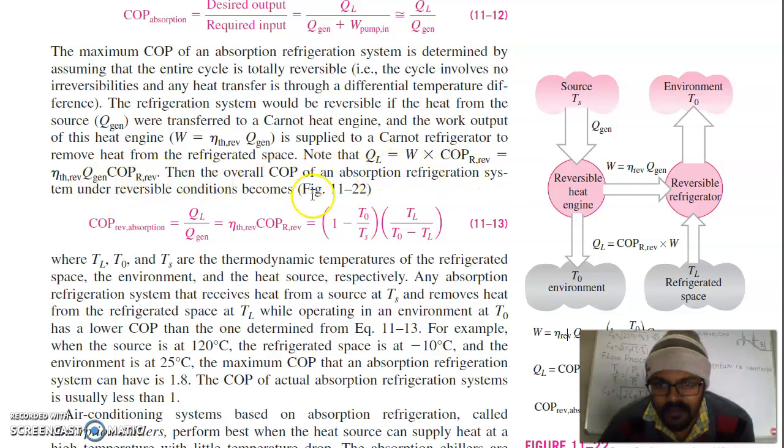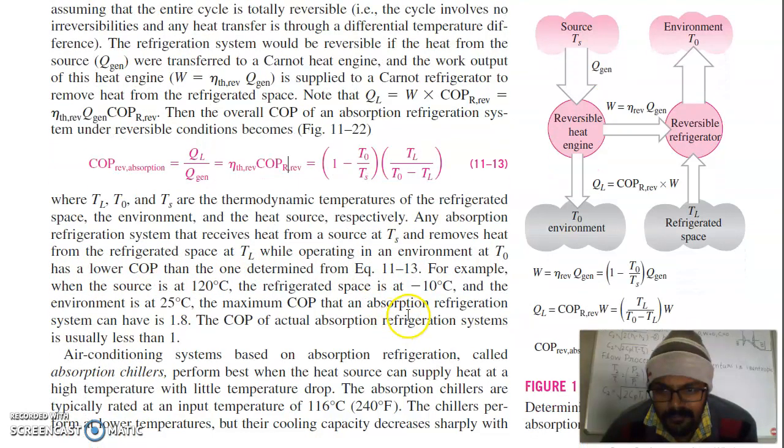Then the overall COP of the absorption refrigeration system under reversible conditions becomes QL by Qgen, which is equal to the reversible thermal efficiency times the COP of the reversible refrigerator, which is equal to (1 minus T0 by Ts) times TL by (T0 minus TL), where TL, T0 and Ts are thermodynamic temperatures of the refrigerated space, the environment and the heat source respectively. Any absorption refrigeration system that receives heat from a source at Ts and removes heat from the refrigerated space at TL while operating in an environment at T0 has a lower COP than the one determined from this equation.